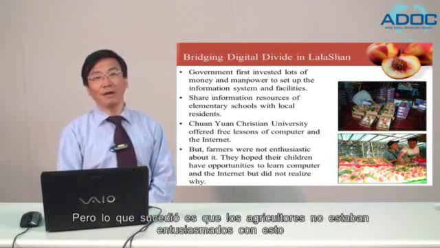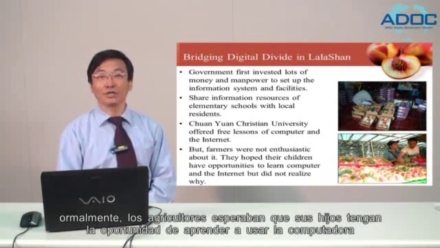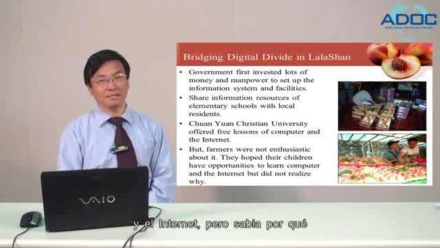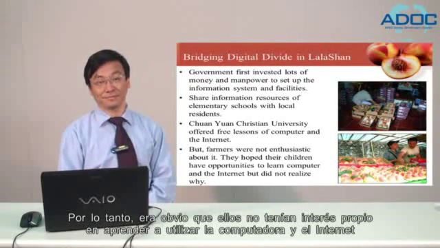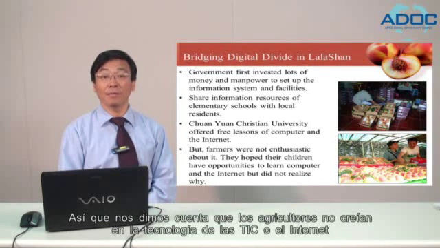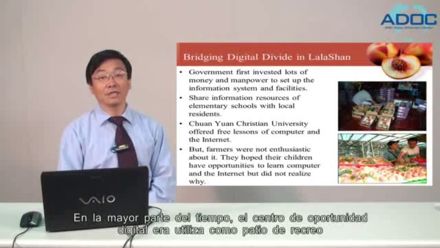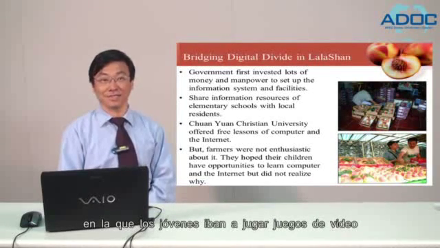But what happened is that farmers were not enthusiastic about it. Usually, those farmers hope their children have the opportunity to learn to use the computer and the internet, but they did not realize why. So it was obvious that they did not want to learn computers and the internet by themselves. So we realized that farmers didn't believe in ICT technology or the internet. So what happened was that our Digital Opportunity Centers were not welcomed by the local people. Most of the time, the Digital Opportunity Center was used as a playground where youngsters went and played video games.